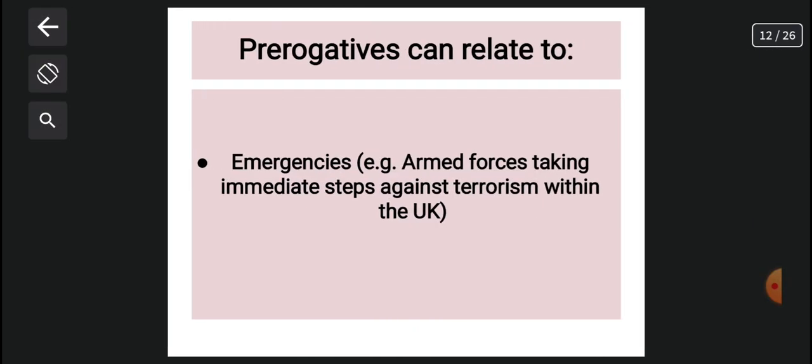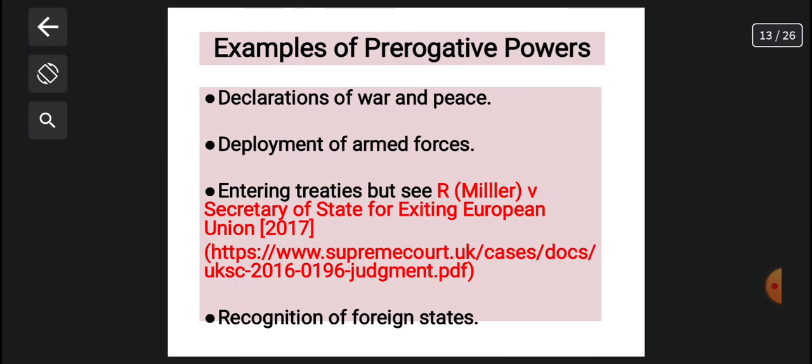And prerogative can also relate to emergencies, like armed forces taking immediate steps against terrorism within the UK. So these points are important for the prerogative powers. And examples of prerogative powers are declarations of war and peace, deployment of armed forces, entering treaties. But see Miller versus Secretary of State for Exiting the European Union, 2017. We are going to talk about this in a later slide. Let's just go on for now.